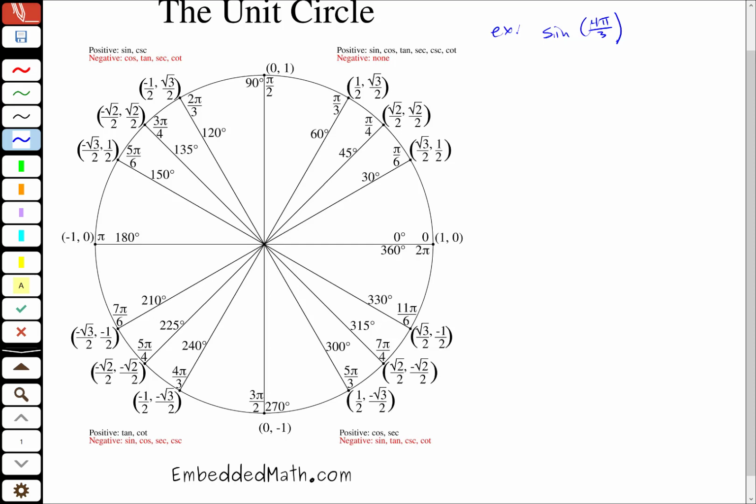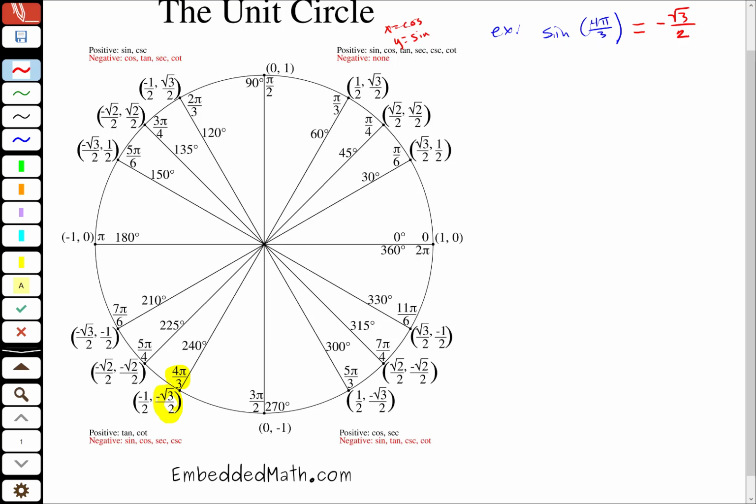So this is just a direct lookup problem. I'm going to identify where 4 pi over 3 is. And then I have to remember which one of these numbers in the parentheses. I'll remind you that the x value is cosine, and the y value is sine, right? So once I go over to 4 pi over 3, the sine is this y value. So my answer that I'll write down is negative square root of 3 over 2, right? And again, 4 pi over 3 is the angle.